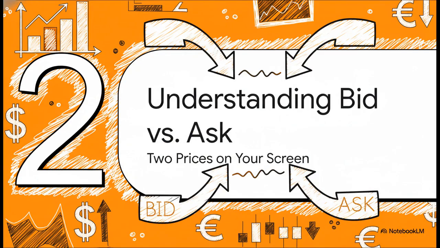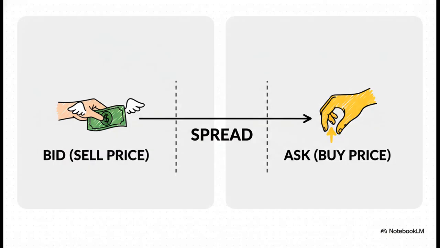Now, that cover charge is calculated using the two prices you always see flickering on your trading screen, the bid and the ask. So let's break down exactly what those are. It's actually pretty simple. The bid price is what the market is willing to pay you if you want to sell a currency, and the ask price is what the market is asking you to pay if you want to buy it. Now here's the crucial part. The ask price is always a little bit higher than the bid price. That gap between them, well, that's the spread.